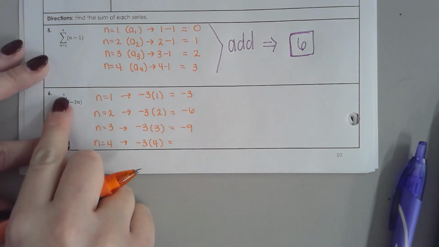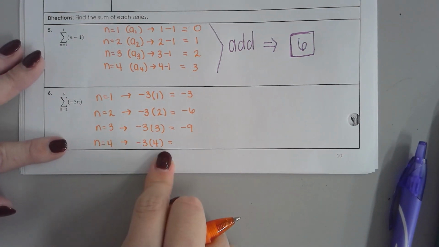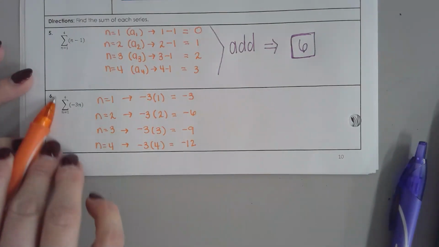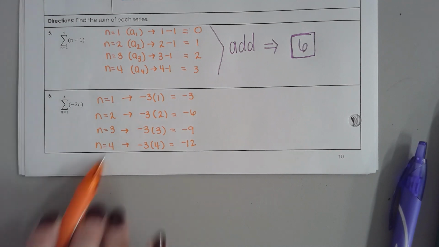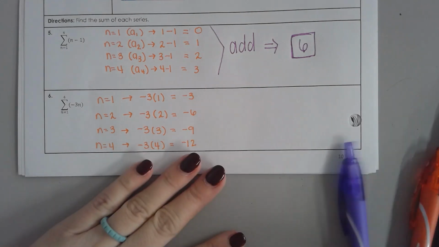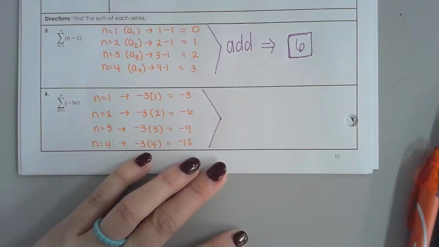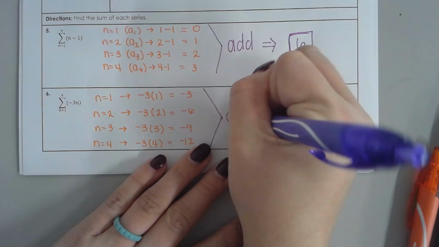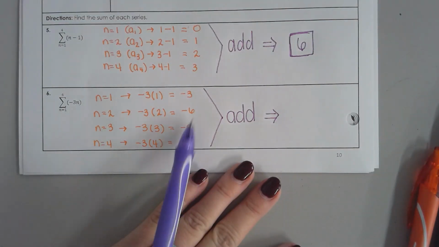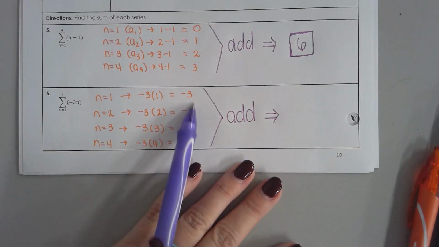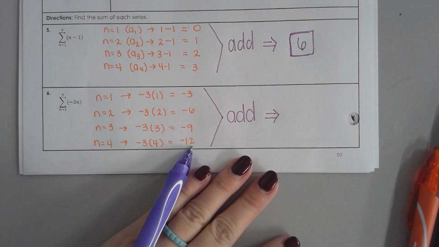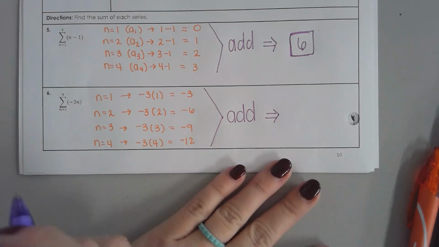And then it's going to do a 4. Negative 3 times 4, negative 12. And I'm stopping it. This number at the top tells me which term I stop at. So that's why I stopped with n equals 4. And then we're going to add all those up. Negative 30.